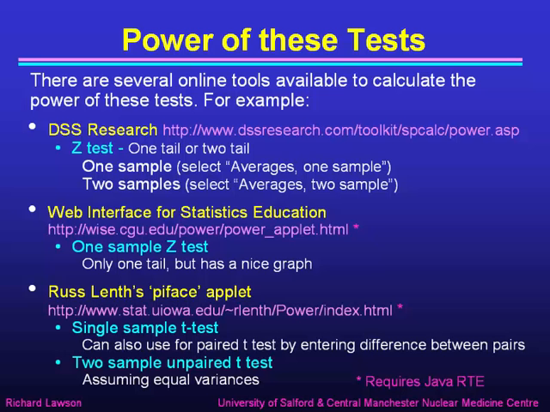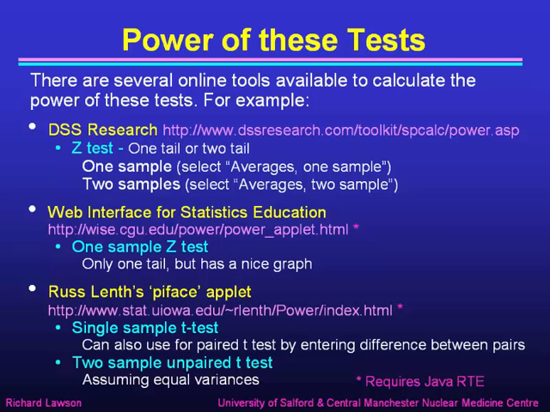For example, at DSS Research, you can do a power calculation for a z-test, either one tail or two tail. One sample, you select what they call averages one sample, and for two sample, averages two sample. At the web interface for statistics education, WISE, you can do a power calculation for a one sample z-test. It will only do it for a one tail, but it's got a rather nice graph associated with it. To run that software, you need the Java runtime environment installed on your computer, but that's a freebie that you can download.